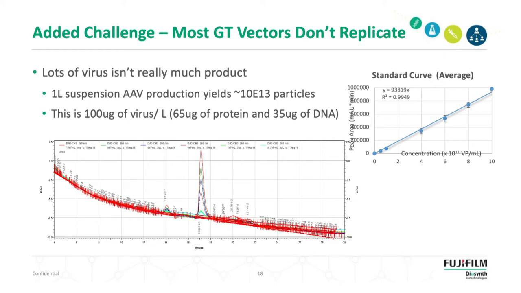But that's only actually about 100 micrograms of virus. And of the virus, only about 2/3 is protein. So you've only actually made about 65 micrograms of protein from a liter of production. So you're actually sacrificing quite a bit of your product for every HPLC injection you do. So it's a big drawback to using some of the traditional, if we call them that, protein biologics methods, that the amount of material you need is just orders of magnitude different from the amount of material you typically have available to do the analysis for some of the viral products.